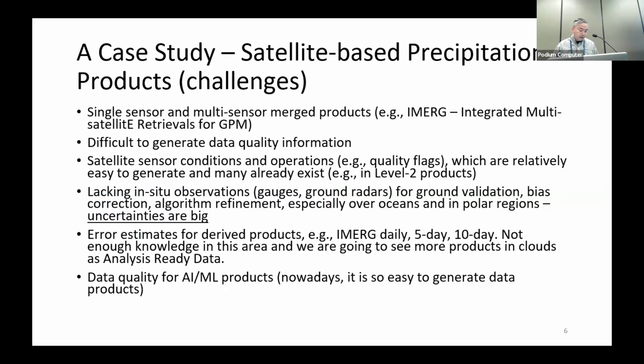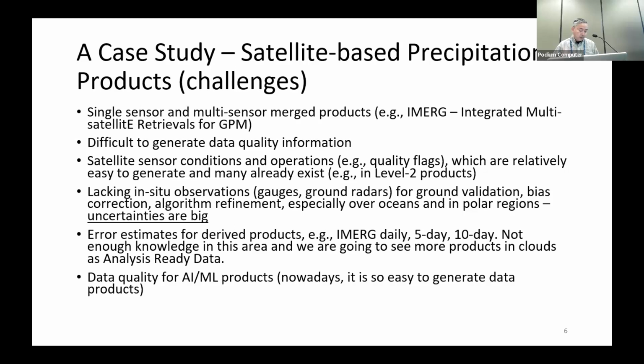From this case study, we identify several challenges in generating this ARD. There are single sensor and multiple sensor products, for example IMERG, the Integrated Multi-satellite Retrievals for GPM, and there are multiple data quality challenges which we don't fully understand right now. It is also difficult to generate data quality information. Satellite sensor conditions and operations are relatively easy to get from, for example, Level 2 data products, but in situ observations are lacking, such as gauges and ground radars for ground validation, bias correction, and algorithm refinement, especially over ocean and in polar regions. So the uncertainty is very big in those regions.